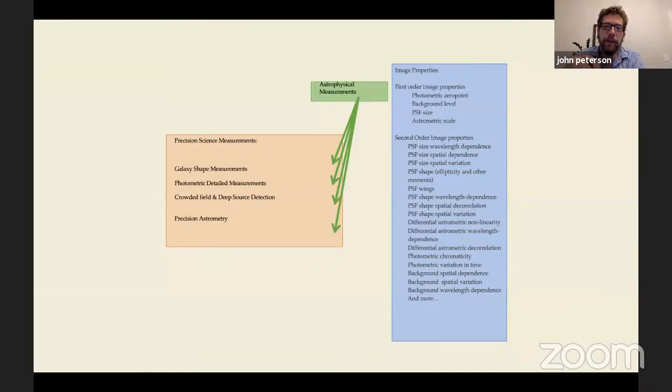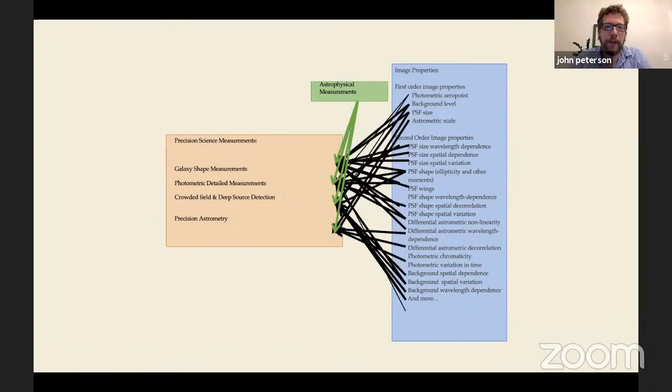Then though, when you get to this higher level of precision, increasingly you're worried about these so-called, what I call, the second order image properties. Things like the wavelength dependence of the PSF size, or the PSF shape spatial decorrelation, or the differential astrometric wavelength dependence. And this list is not even complete. You can start talking about these things, and they're very, very complicated. All right, so if you try to match up which of these matter for the different categories, roughly, the black arrows show all of them require a decent number of these, and those really affect each measurement.